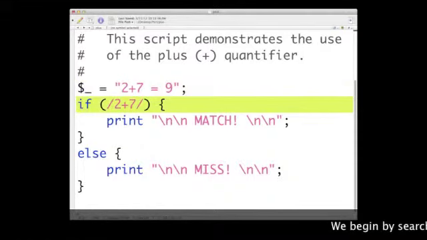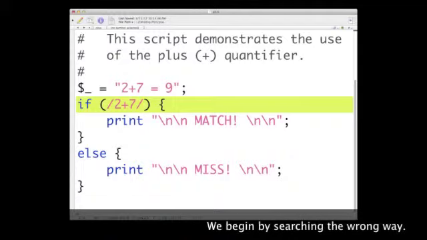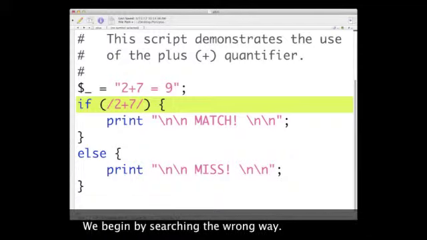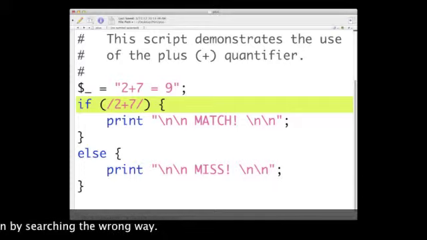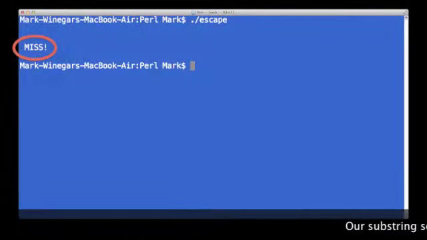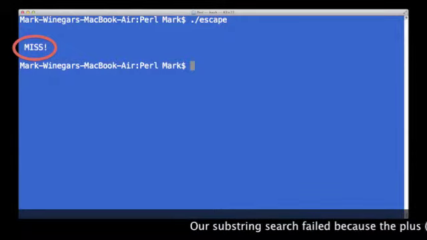This search pattern is wrong because I did not use the escape character in front of the plus sign, so it sees it as a quantifier. And of course, we don't have a match.